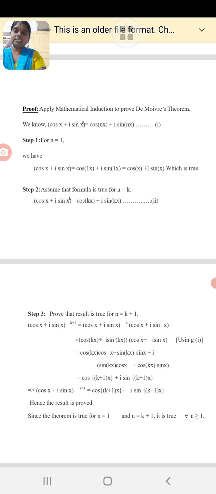Thank you. In the next class we will go for related examples, that is on sin nθ and cos nθ. Using the binomial theorem we can expand the values of sin nθ and cos nθ. Thank you.